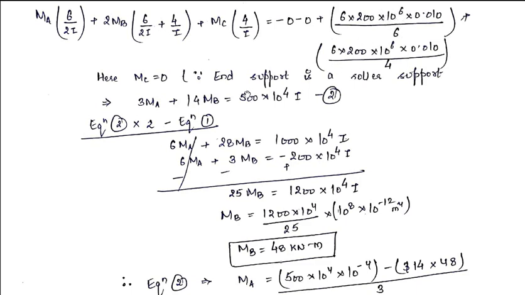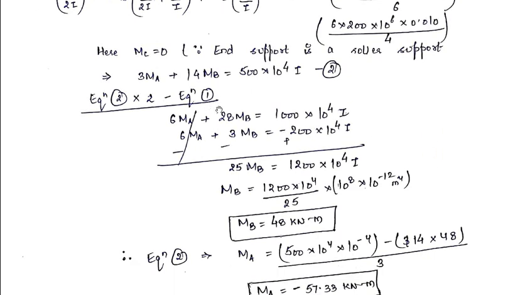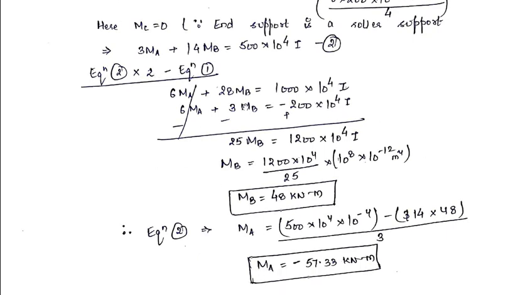So putting all the values, the second equation will come out to be 3MA plus 14MB equal to 500 into 10 to the power 4 I. Again, the value of capital I you don't need to put, just take this value from the left side to the right side, and the value of MC is already 0 because it is your end support and the end support is your roller support. Now solve equation 1 and 2 simultaneously. So equation number 2 into 2 minus equation number 1. So on solving this equation like this, we will get the value of MB as 48 kilonewton meter.